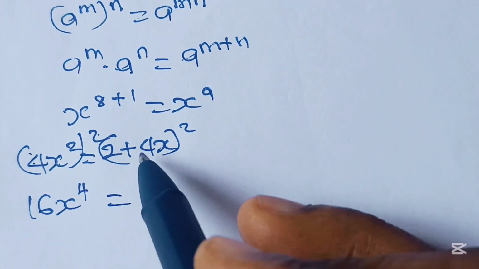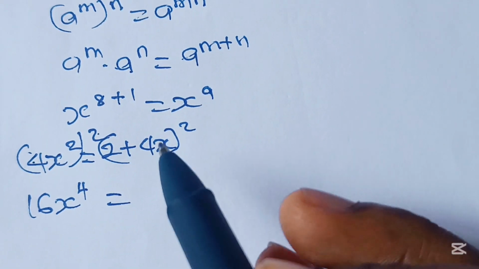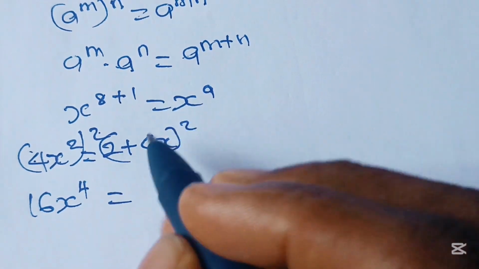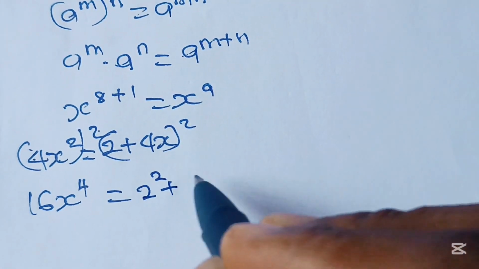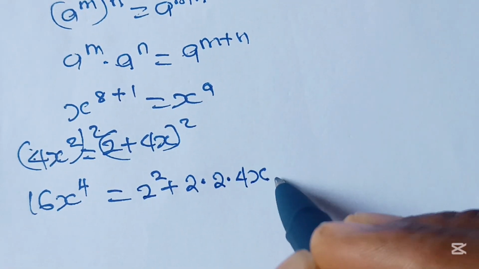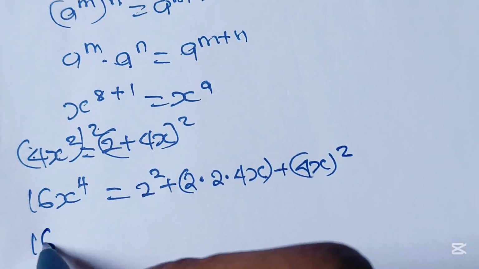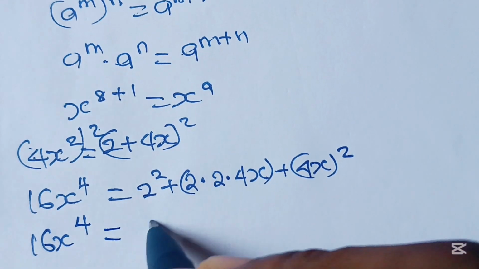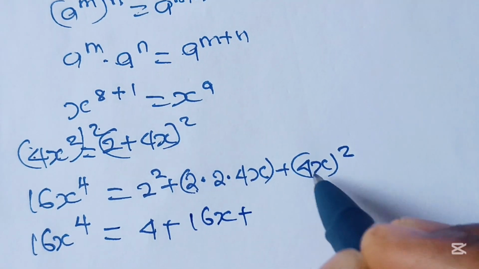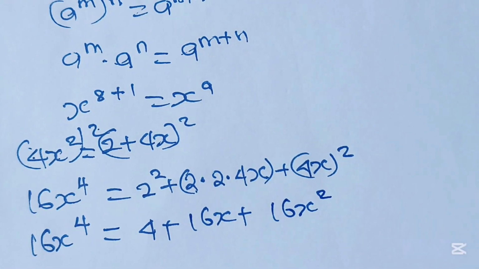Is equal to, now when you have a plus b all squared, it's going to be a squared plus 2ab plus b squared, all right? So this is going to be a squared, that is 2 squared, plus 2ab, 2 multiplied by 2 multiplied by 4x. Recall that this is our b, plus b squared, 4x squared, okay? So we have 16x to the power of 4 is equal to 4 plus 2 times 2 is 4, 4 times 4 is 16x, plus 4x squared, which is 16x squared, okay?